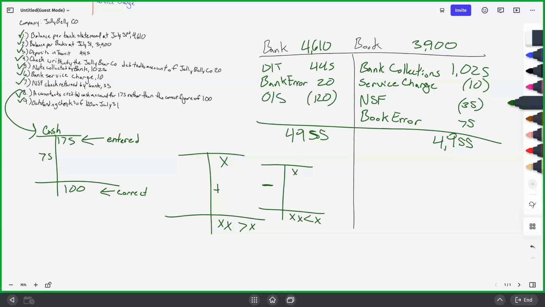Bank service charge. The bank knows they charged us, but we don't know until we look at the bank statement. Non-sufficient funds check returned by bank. The bank knows they returned it, so that means that we just need to account for it. When our accountants make an error, the bank knows the correct figure, but we need to figure it out so that we're able to fix things. And outstanding checks, we know we paid people. The bank just needs to know we paid people.